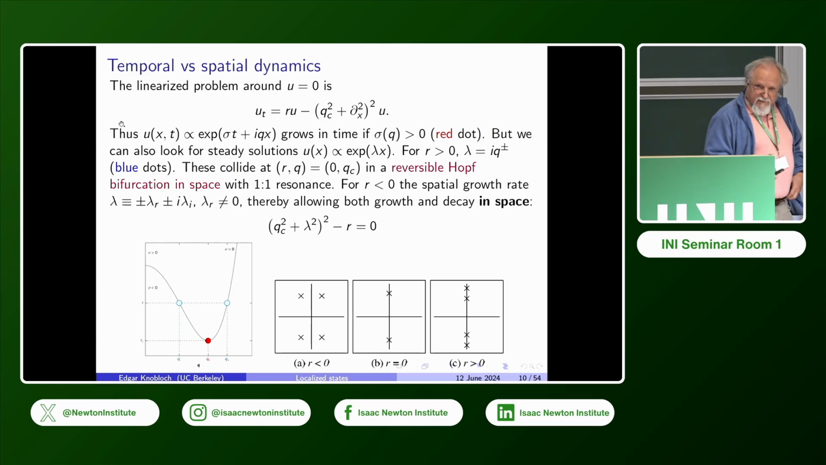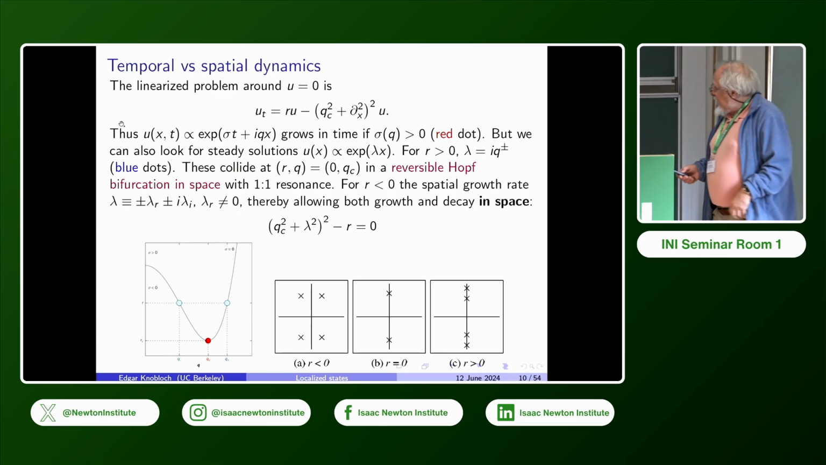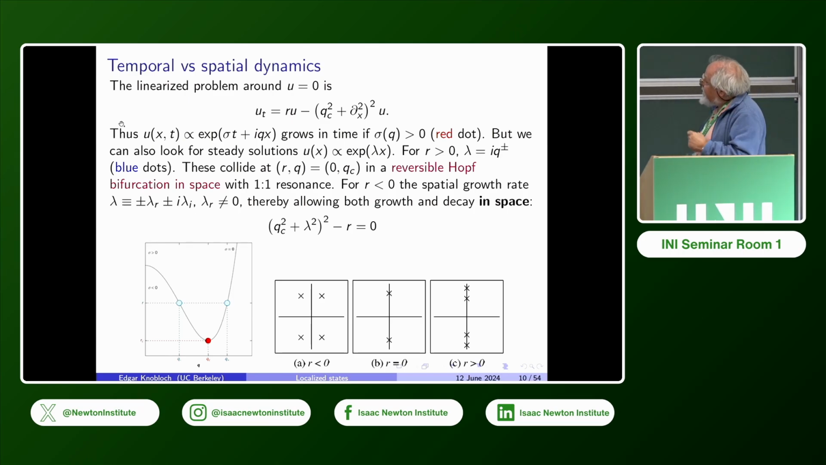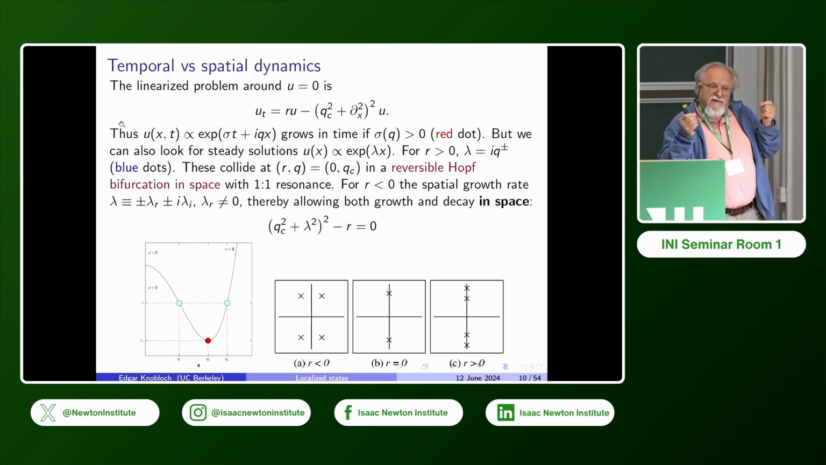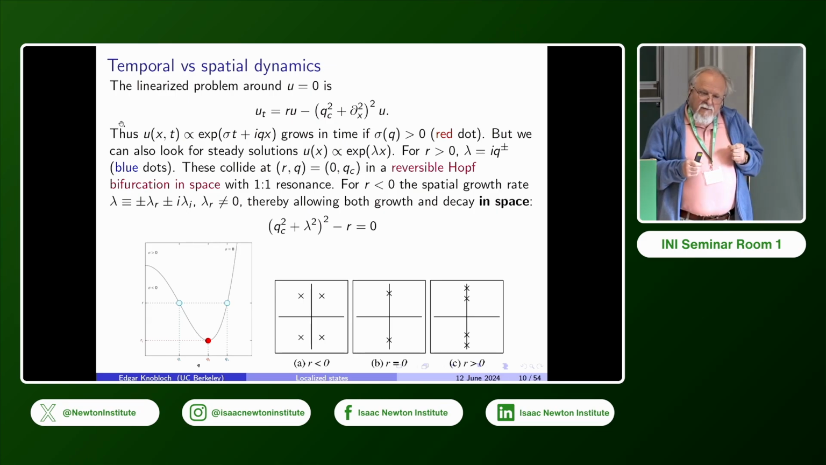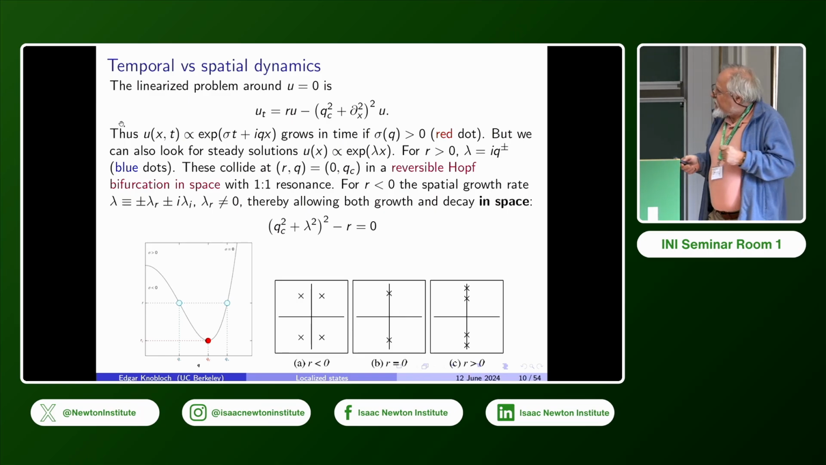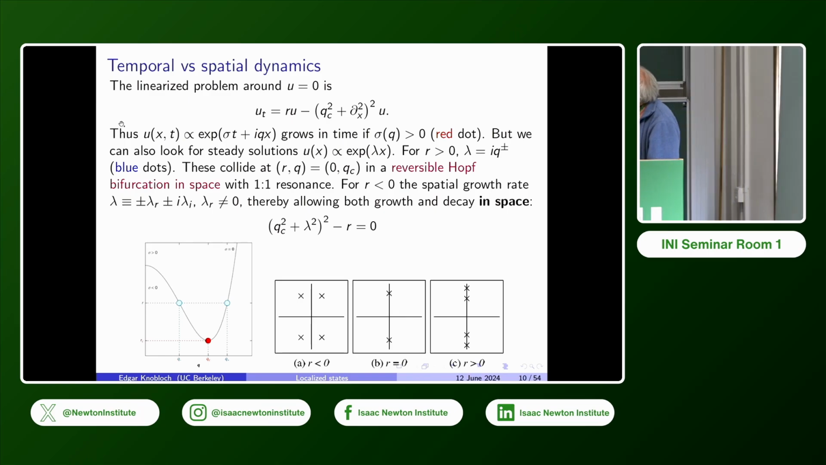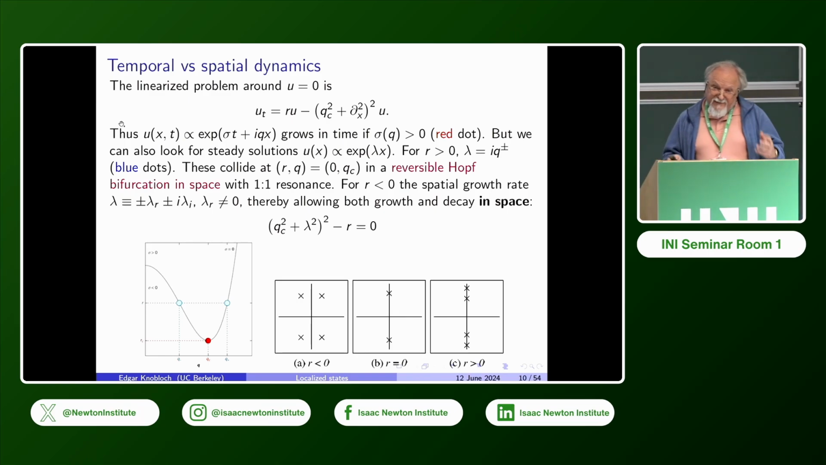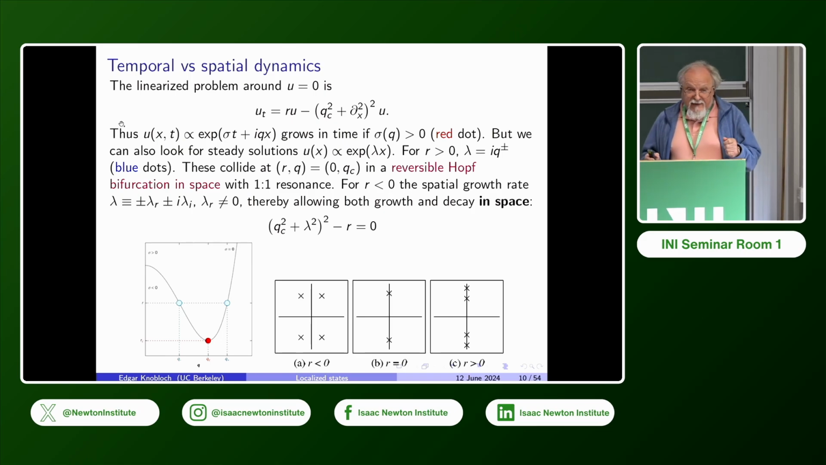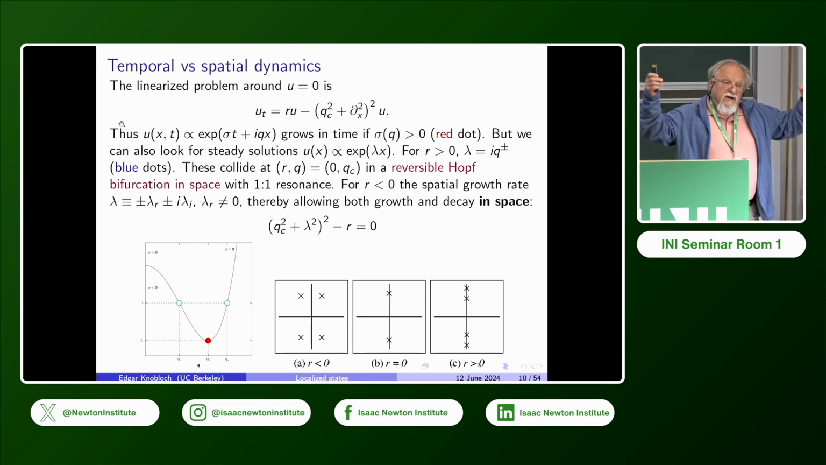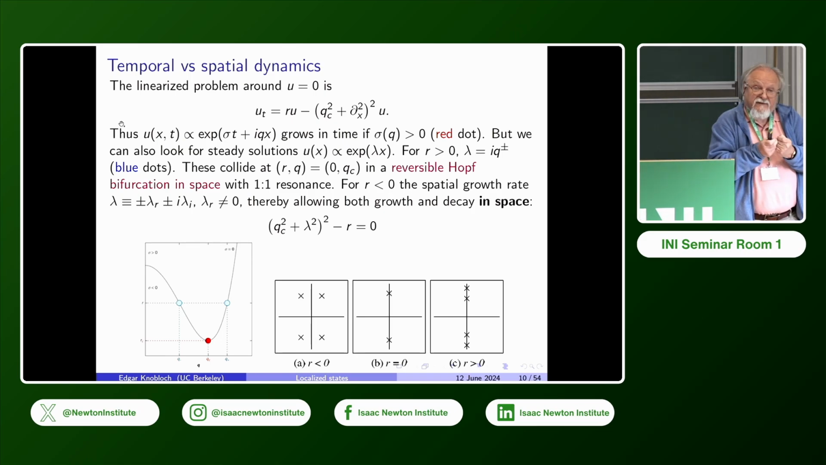That's the onset of the instability. And so there is a new way, therefore, to think about this red dot, and that is that it's a collision of these spatial eigenvalues, right? It's what we call a reversible Hopf bifurcation, Hopf because these are complex eigenvalues in space, with 1-1 resonance because the two wave numbers that come together at the red dot are the same.